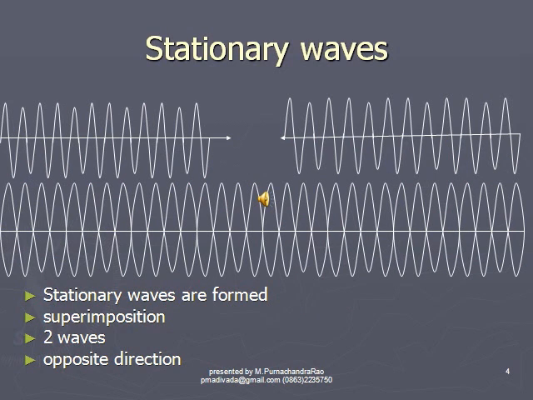Consider two waves traveling in opposite directions along the same line. When they get superimposed, then the resultant wave is called a stationary wave. So a stationary wave is formed by the superimposition of two waves traveling in opposite directions. Generally, we consider the two waves of the same frequency and same amplitude of vibration.